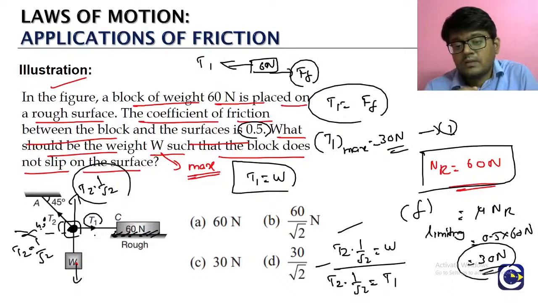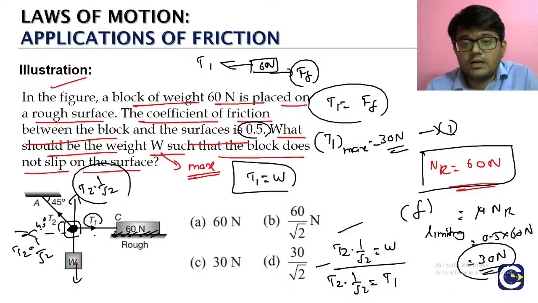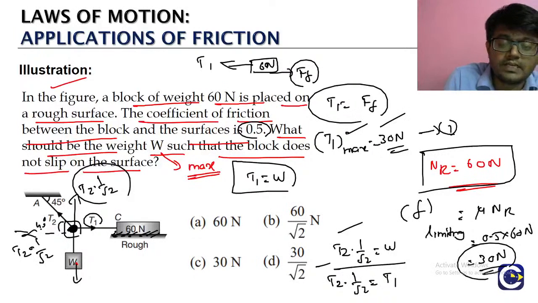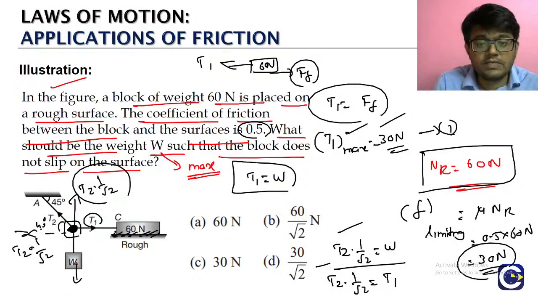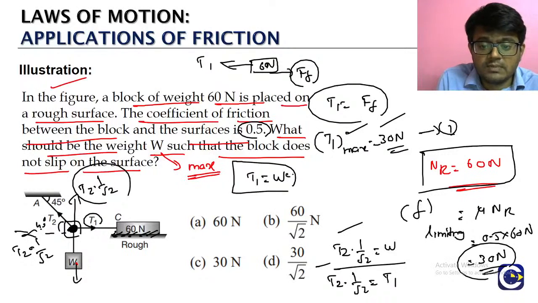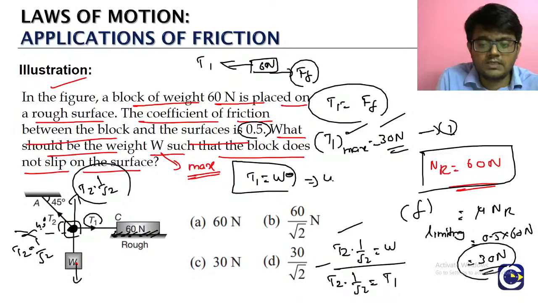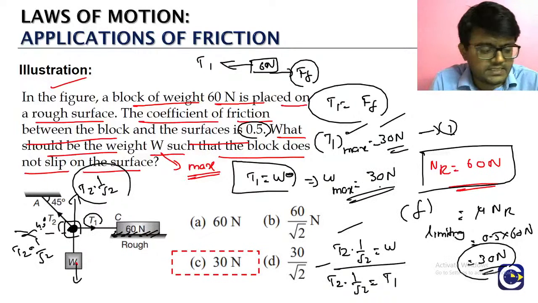Now, what is the maximum allowed value for T1 so that the 60 Newton block on the rough surface will be static? The maximum allowed value for T1 is 30 Newtons. Which means for the equilibrium at the junction, we should always have T1 equal to W, right? So the maximum allowed value for W will be when T1 is maximum. Which means the maximum allowed value for W will be equal to the maximum value of T1, which is 30 Newtons. So what is the answer for this?